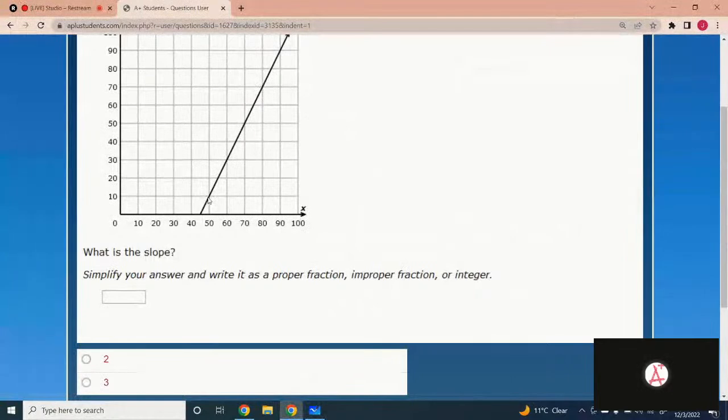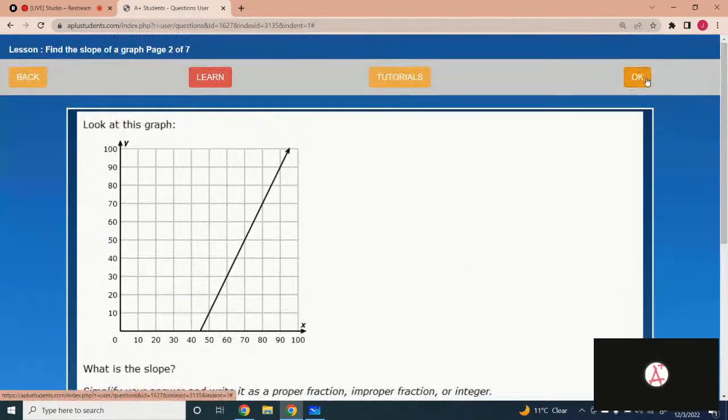Just find the first point of intersection, where the x and y values are 50 and 10. The next one is after 2 blocks, so it would be 2. So the slope of the function is 2. Got it?